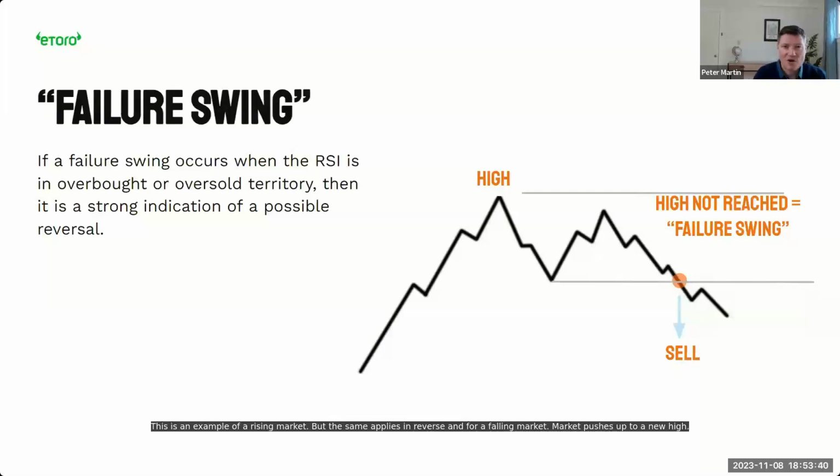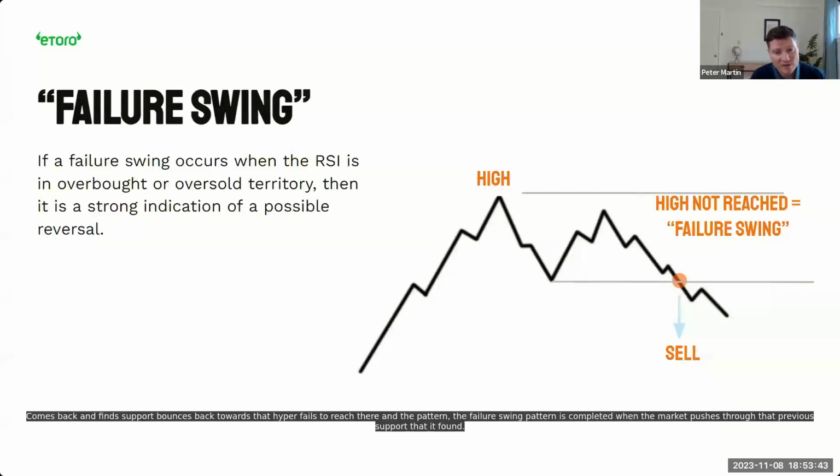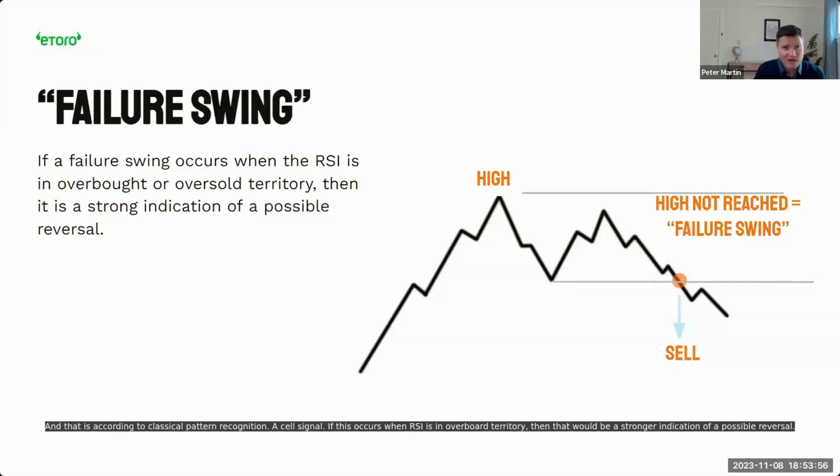Market pushes up to a new high, comes back and finds support, bounces back towards that high, but fails to reach there. And the failure swing pattern is completed when the market pushes through that previous support that it found. And that is, according to classical pattern recognition, a sell signal. If this occurs when RSI is in overbought territory, then that would be a strong indication of a possible reversal. And then vice versa, if it was a falling market and it happened in oversold territory, it's a strong indication of a possible reversal.